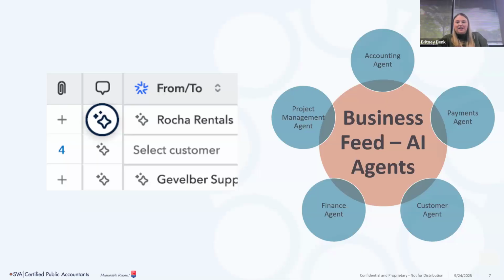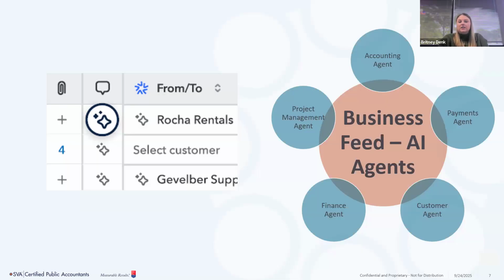Your project management agent, you'll see this if you're using the projects feature in QuickBooks Online. It just helps with the bid to profit cycle, helps with putting all of that information together. It's not available unless you're using the projects feature, so you wouldn't come across this.